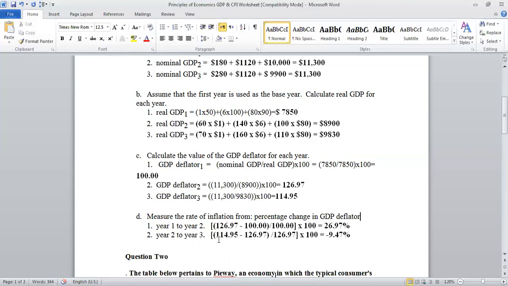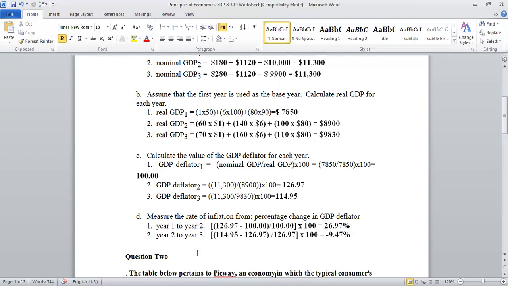يبقى أنا لو عايزة أجيب نسبة التضخم من between year 1 to year 2 هعمل إيه؟ الجي دي بي deflator النيو هيبقى إيه؟ السنة الجديدة is year 2. الجي دي بي deflator بتاع year 2 126.97 minus the deflator for year 1 minus 100 divided by the old deflator which is 100 كله multiplied by 100 you get 26.97. يعني ايه بقى 26.97 دي نسبة التضخم between السنة الأولى والسنة الثانية.